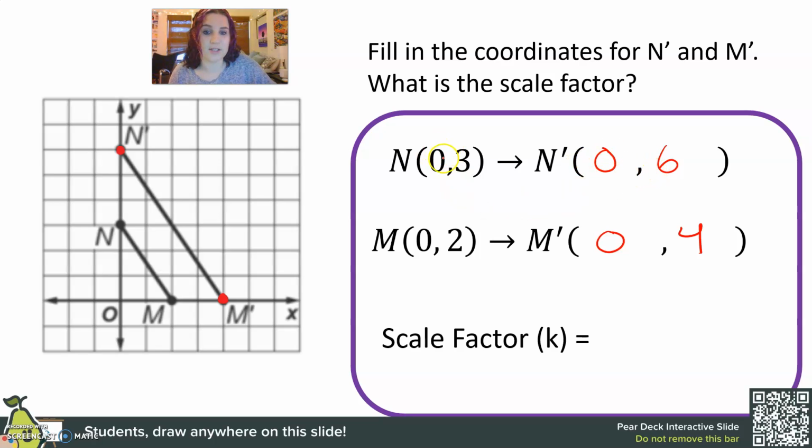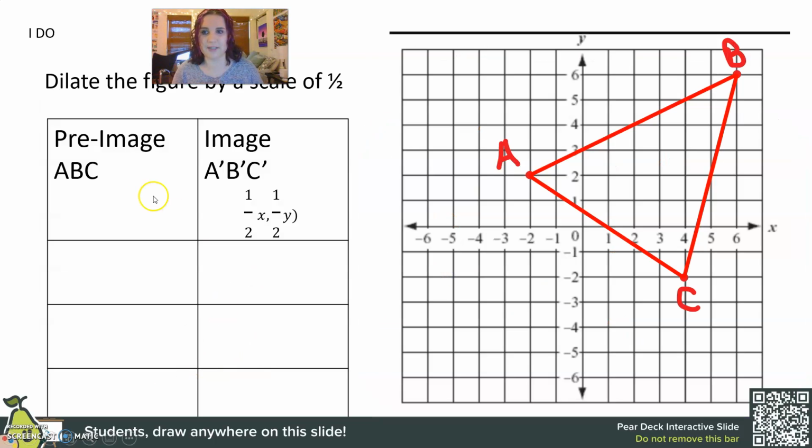So I know that the scale factor is multiplied by the x and y values to get the image coordinates. So what did I multiply 0, 3 by to get 0, 6? Well, if I multiply both of these by 2, then I end up with 0, 6. M, if I multiply both of these by 2, then I get 0, 4. So the scale factor is 2. Now let's actually graph one of these.